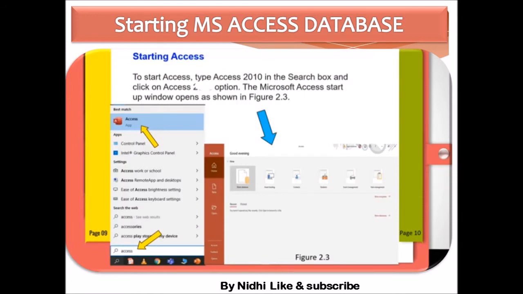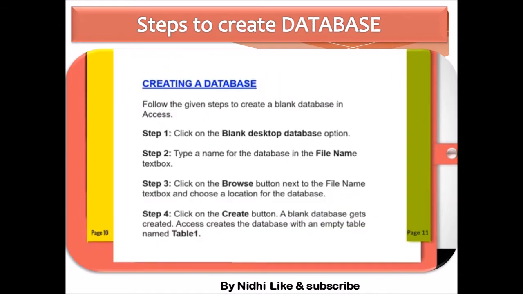Next is how to start MS Access. To start MS Access, just go to the search box and type MS Access 2010. The Microsoft Access startup window will appear on the right-hand side. Just click on that. Then click on Blank desktop database and type the name of the database in the file name text box. Then click the browse button, choose the location where you want to save your database, and then click on Create. After clicking Create, you will find an empty table. These are the steps to create a database.